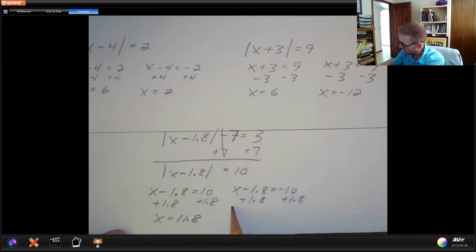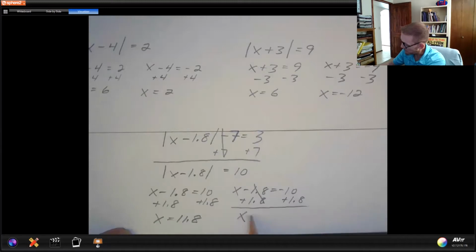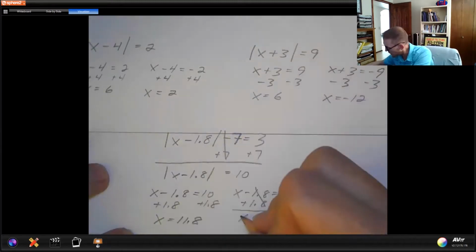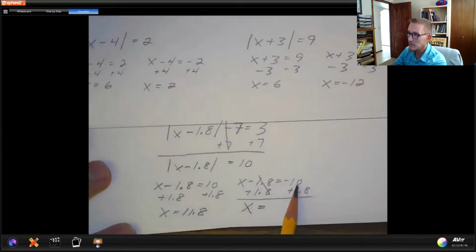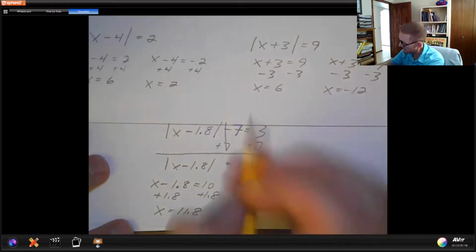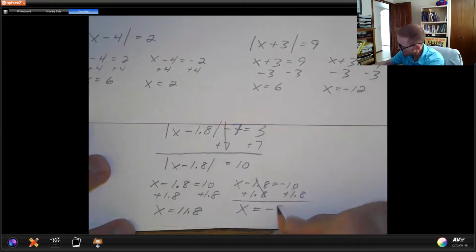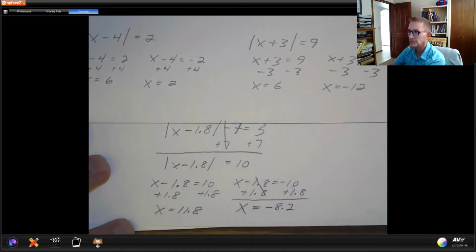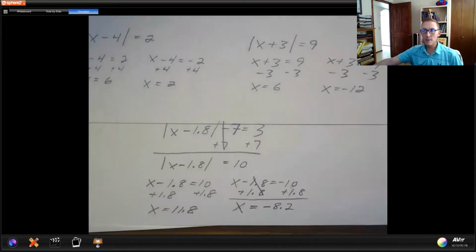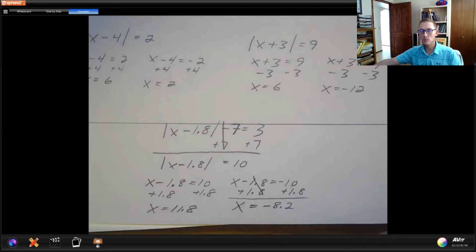Be very careful here because I have different signs. So I'm going to have to subtract and keep the sign of the larger number. A negative 10 and a positive 1.8. The negative 10 is bigger, so I'm going to have a negative answer. And then 10 minus 1.8, because they're different signs, so I'm going to subtract, is going to give me negative 8.2. So solving absolute value equations, get the absolute value bars alone, and then create your two problems.